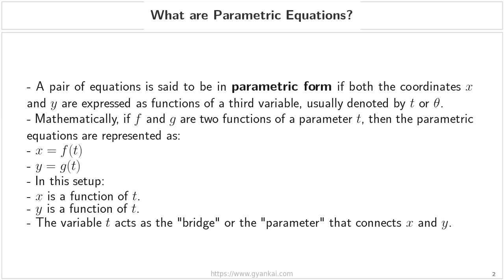Unlike the explicit functions we discussed in the previous slide, where y depended directly on x, here they are linked indirectly through t. This distinction is crucial. And in the next slide, we will compare this parametric form with the Cartesian form to see exactly how they differ.